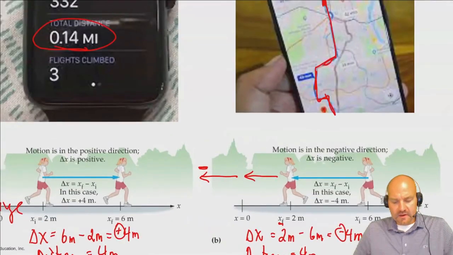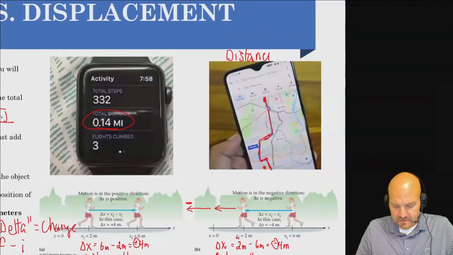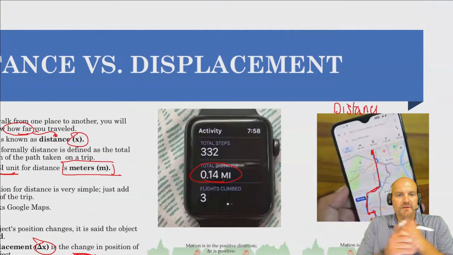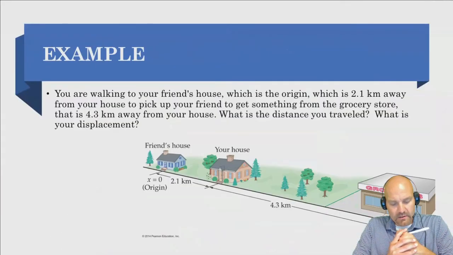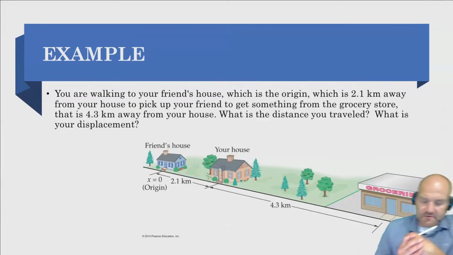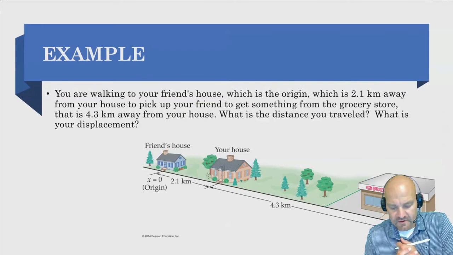Okay, so let's look at a quick example. All right. The example here says you're walking to your friend's house, which is the origin, which is 2.1 kilometers away from your house, to pick up your friend to get something from the grocery store. That is 4.3 kilometers from your house. What is the distance you traveled, and what is your displacement?